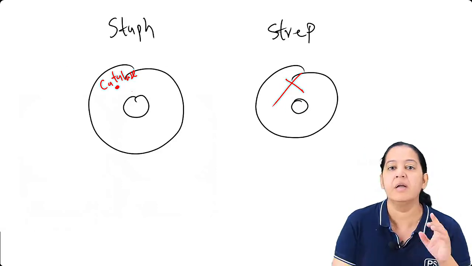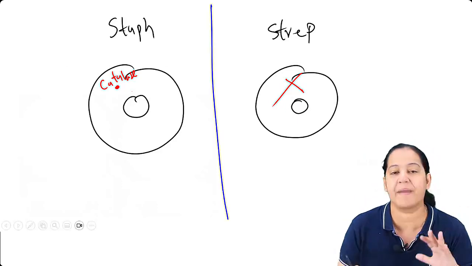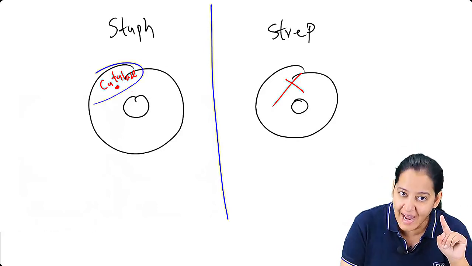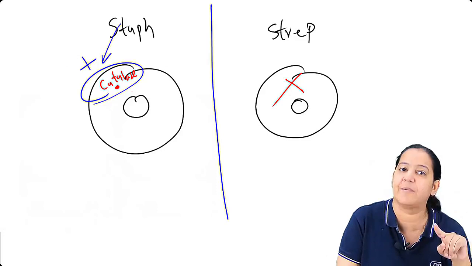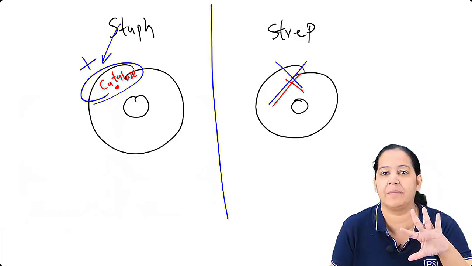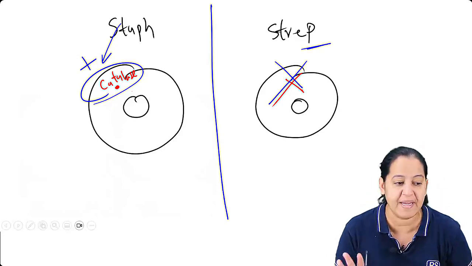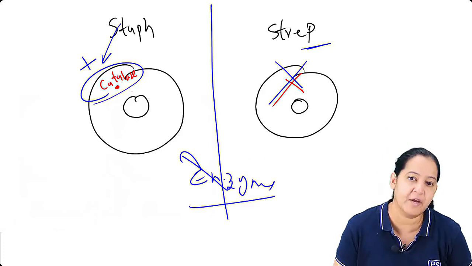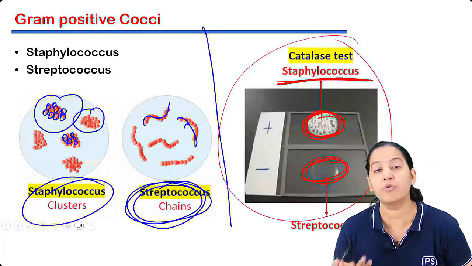We say that staph is catalase positive, strep is catalase negative. So what do you mean by that? It is an enzyme which is present here. That's why it is catalase positive. Here there is no enzyme of such name, so this is catalase negative. This is the meaning. Catalase is an enzyme which is present in the cytoplasm here but not here. You got my point? Now how to test it?